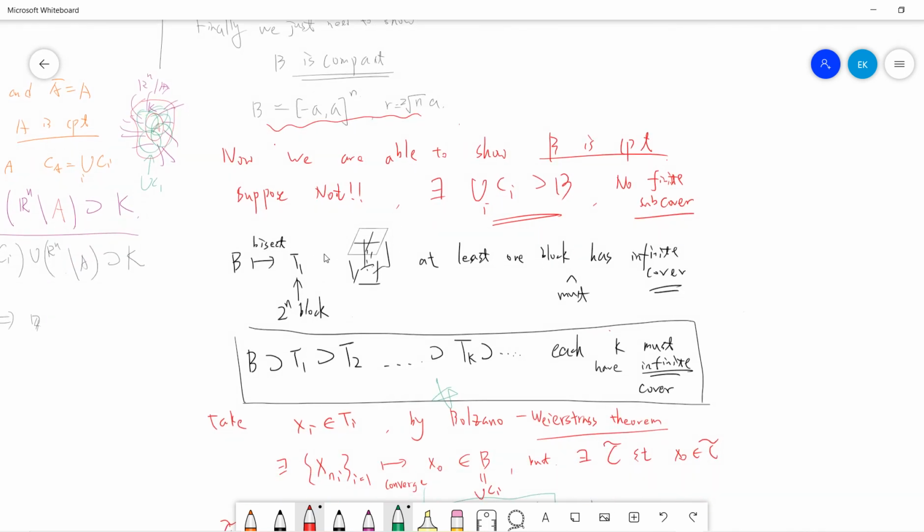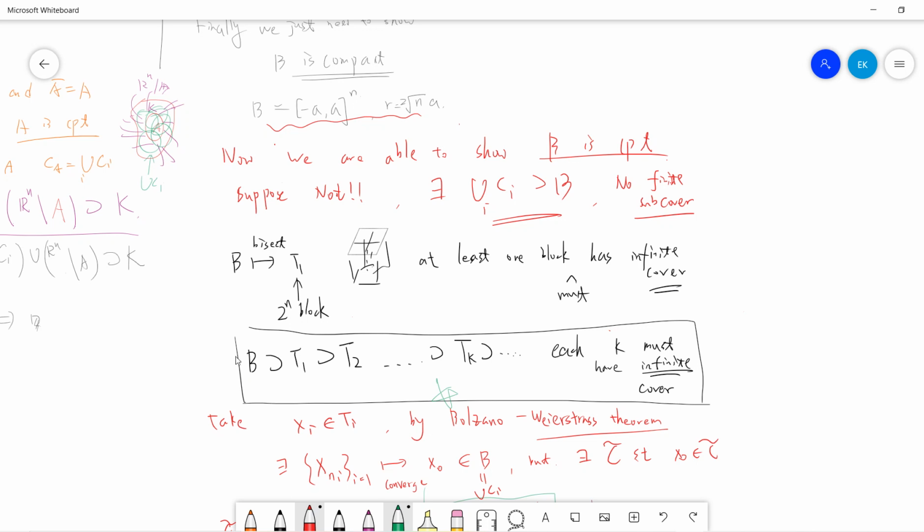Okay, so the idea is that you view B as a cube in n dimensions, and you bisect it in each direction, right? So let's say the first is T1, so T1 will contain 2^n blocks. Since there's an infinite cover, at least one block has an infinite cover. The reason is that if all the blocks have finite covers, then the union will have a finite cover, right? So at least one of the small blocks needs an infinite open cover. So we can keep going.